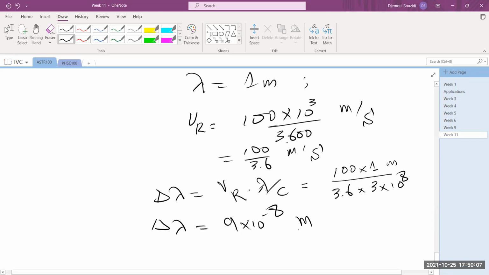Delta lambda of the order of 10 to the negative 8 meters, which is 0.9 nanometer, which is probably detectable. I don't know. Maybe a 10 meter wavelength will be even better. Maybe a 100 meter wavelength will be even better, so you can detect those variations in the wavelength. Again, this is curiosity, okay? Forget about that. In astronomy, we don't use this.